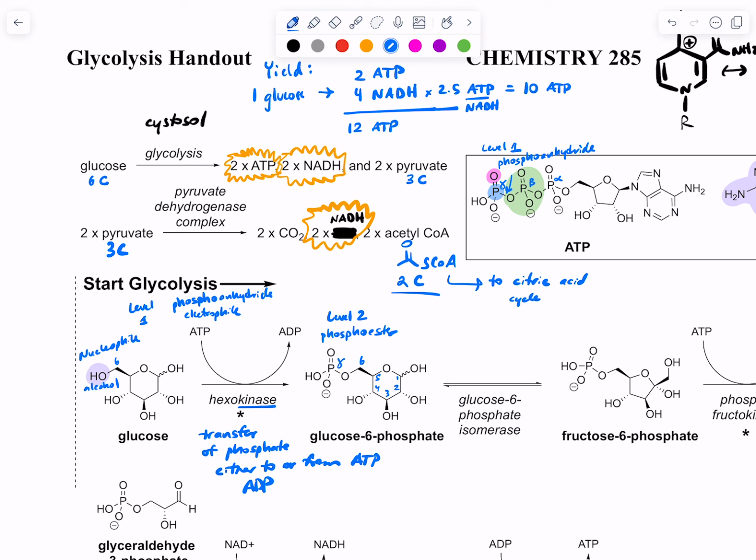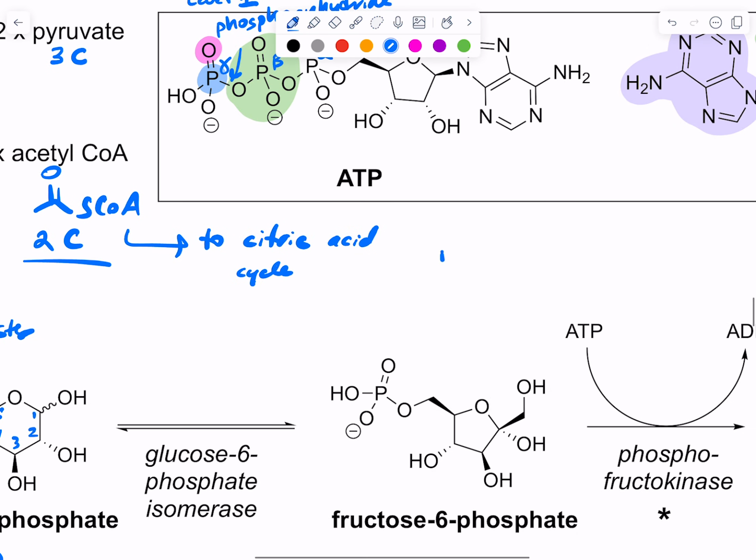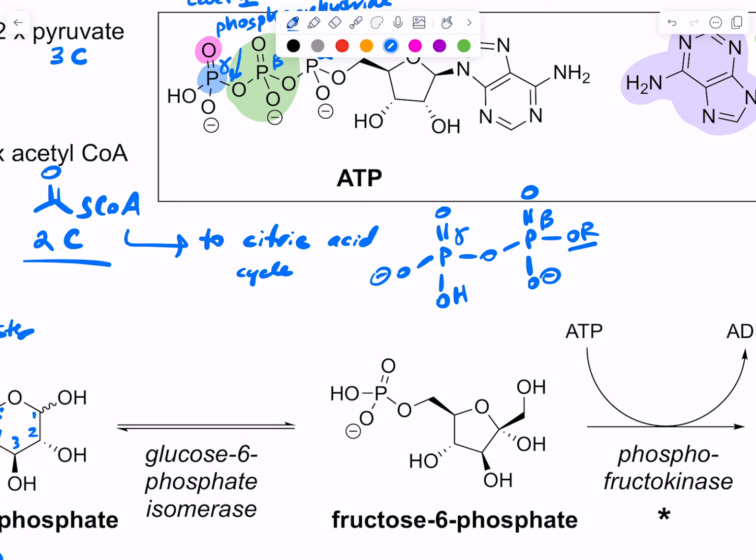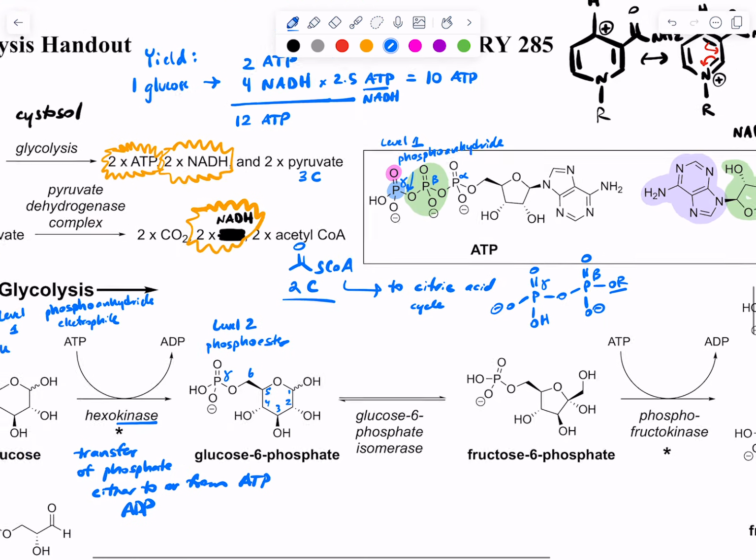So I'd like to see what you can come up with at this point, drawing a mechanism for this first step of glycolysis. Along the way, please feel free to abbreviate the structure of ATP as needed. For example, you could consider drawing it like this, in which you draw just the phosphoanhydride bond between the gamma and the beta phosphorus, and you leave everything else as an OR group. That's one way you could consider drawing ATP.